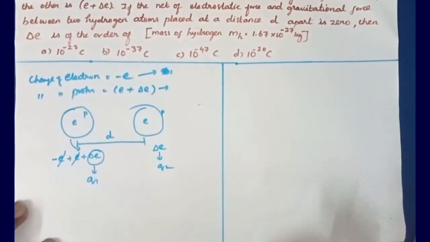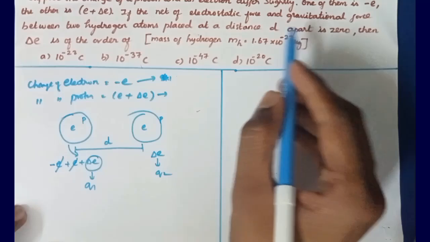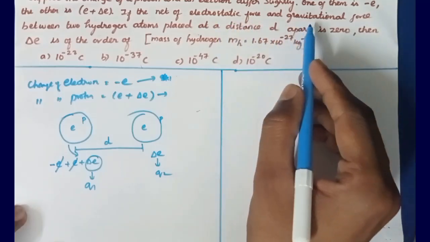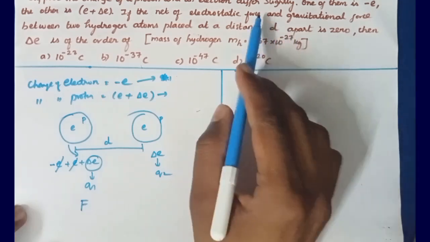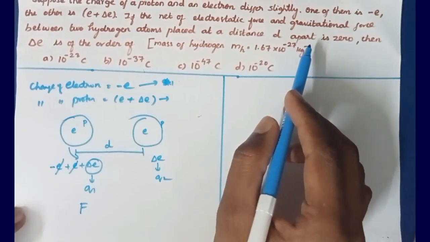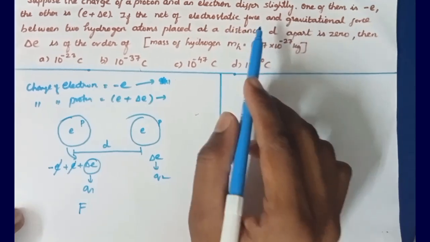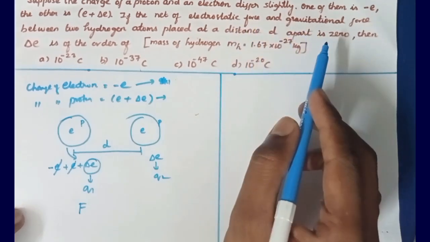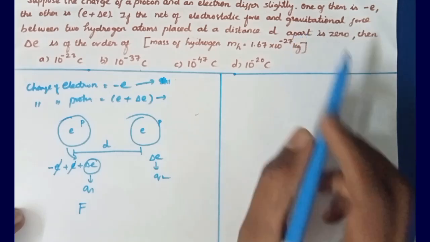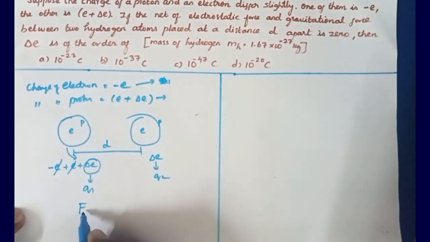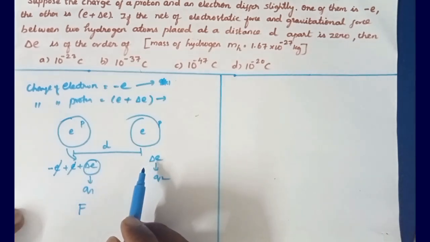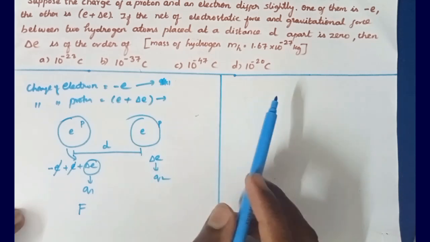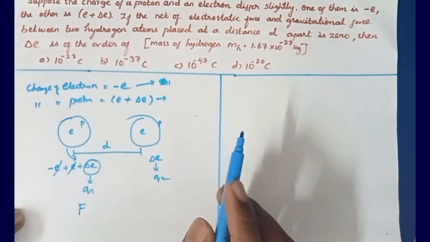As per the question, the net of electrostatic force and gravitational force is 0, so we equate them. Their sum is 0, which means these two forces are equal in magnitude but act in opposite directions. The electrostatic force is repulsive because the charges are of the same kind, while the gravitational force is attractive. So their values are equal but their directions differ, which is why their sum is 0.